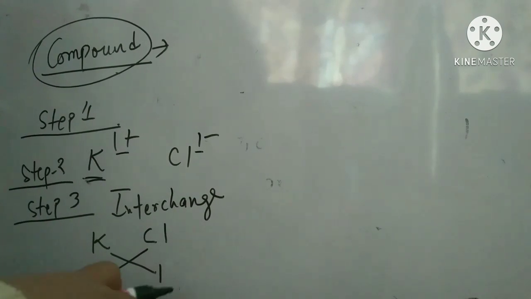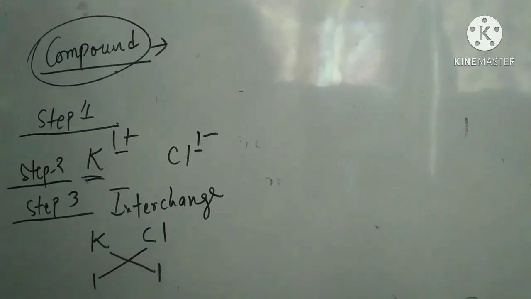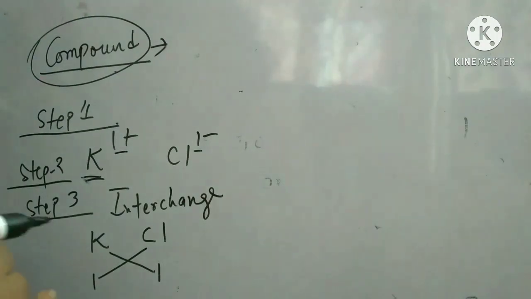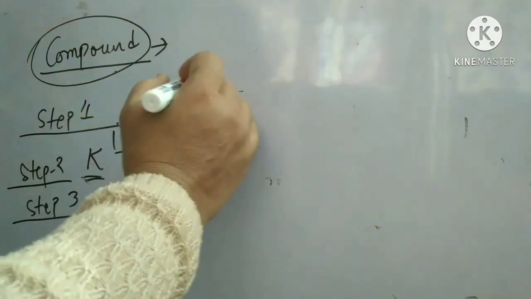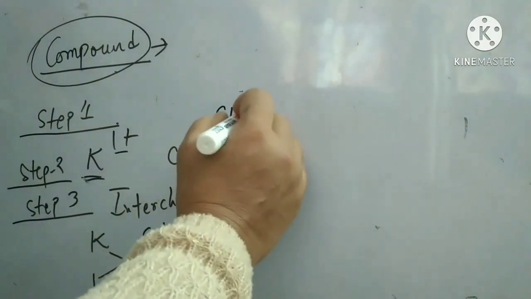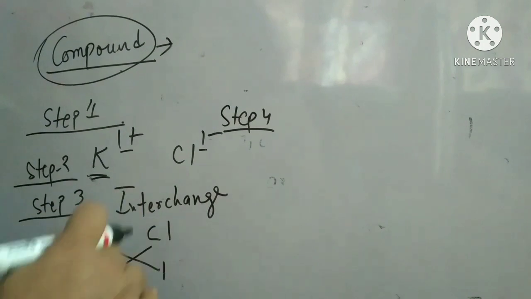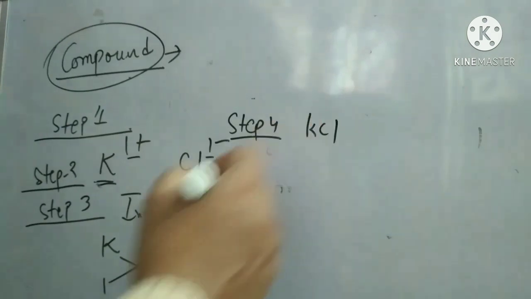Now if the valency number of the radical in the compound is above 2, then enclose the radical in brackets with the numbers on the right of the bracket at the bottom end. Now in step 4, write down the formula of the compound. Now see, we can write down the formula of the compound. It is KCl.